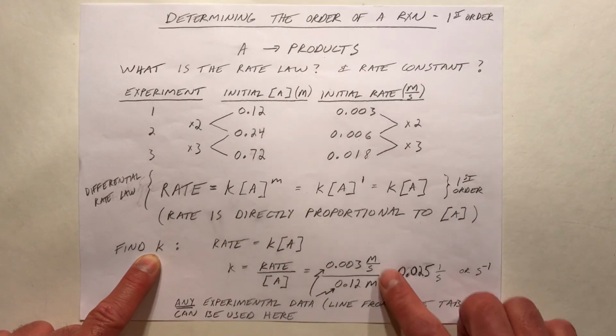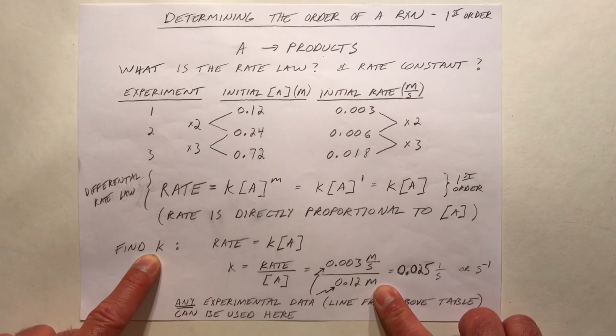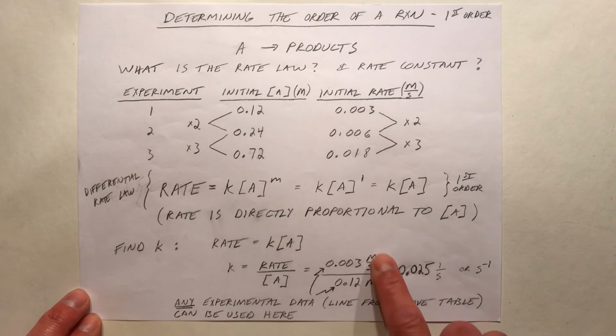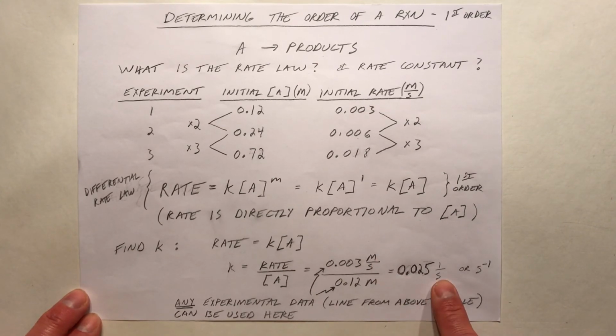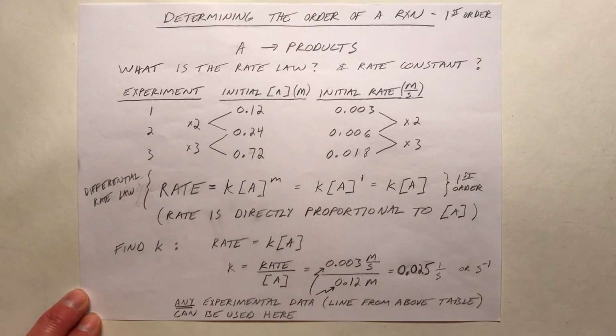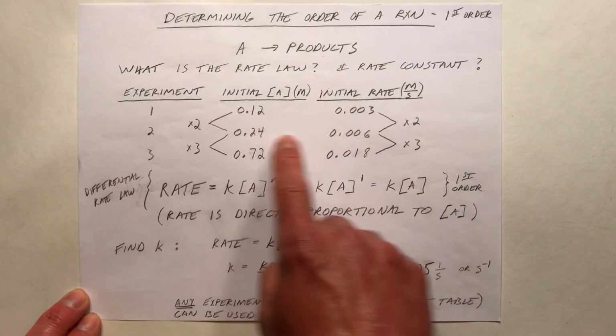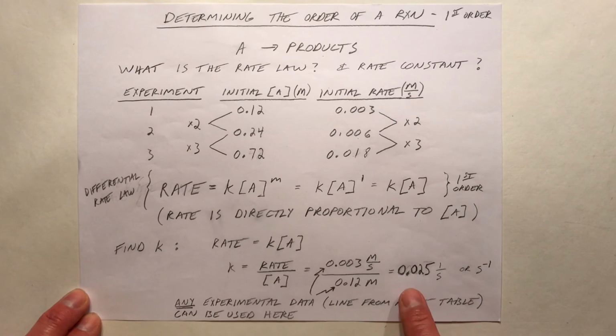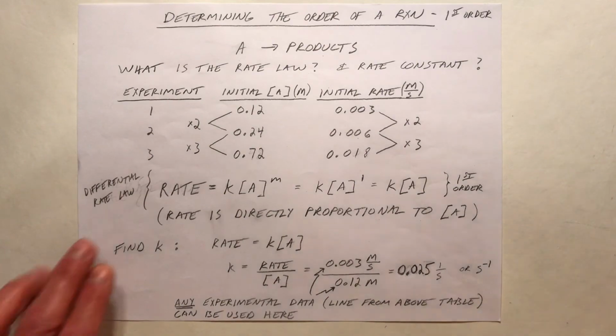Now the rate's in molar per second, the concentration is in molar, right? That's moles per liter per second and moles per liter. When you divide 0.003 by 0.12, it turns out to be 0.025. The molar cancels out there and we just get inverse seconds, or seconds to the -1 power, as the units. Now again, any experimental data, any line from this above table here, could be used to solve for the K value. And they might not be exactly perfectly the same, but they'll be awful close to being the same.